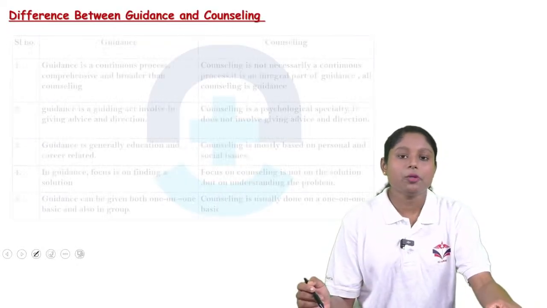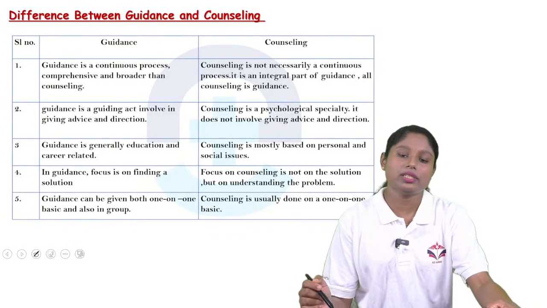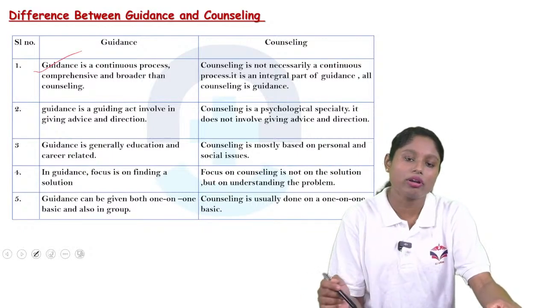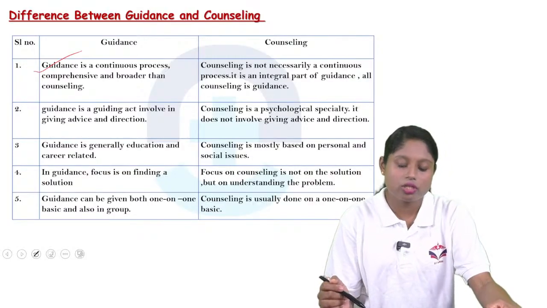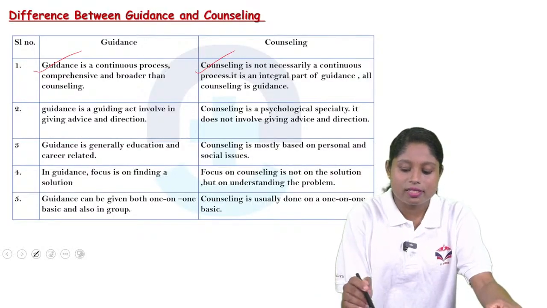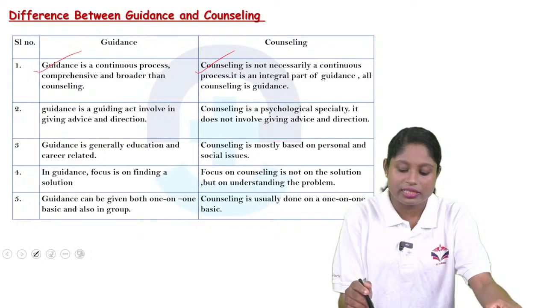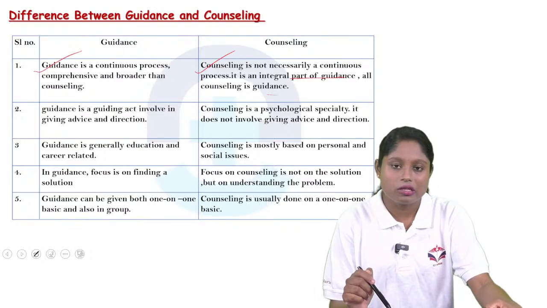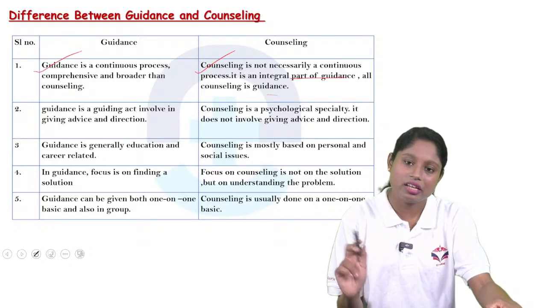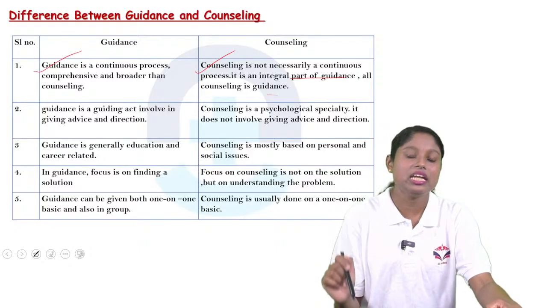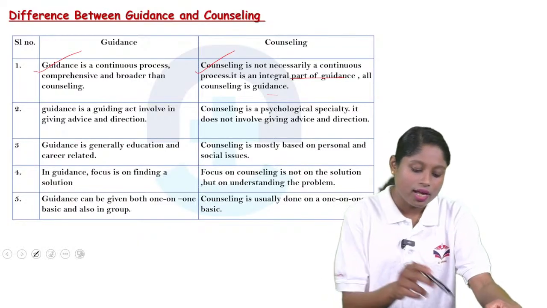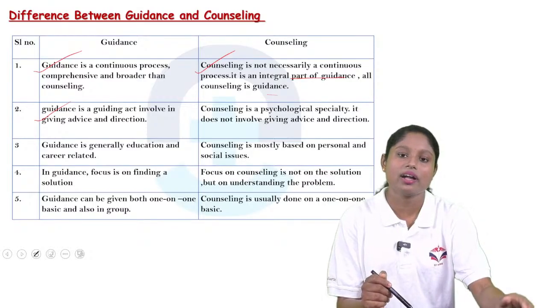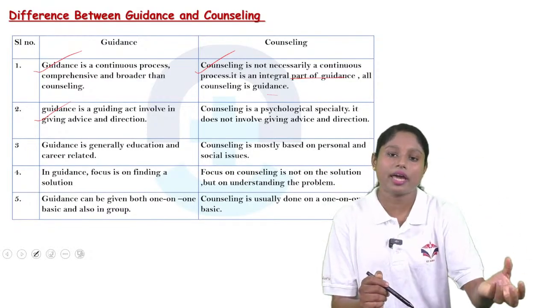So now we will discuss the differences between counseling and guidance. Guidance is a continuous process, comprehensive and broader than counseling. Counseling is not necessarily a continuous process, but it is an integral part of guidance. All counseling is guidance. Guidance is a guiding act involving advice and direction. So we are guiding and giving advice and direction to the person.